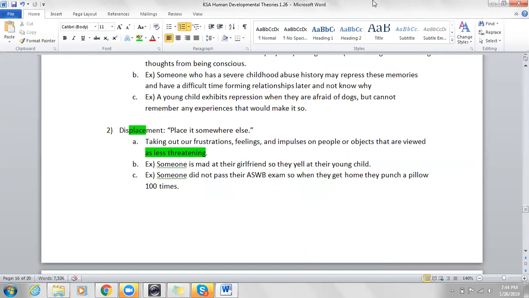Displacement is you're placing your emotions and expressing them. Projection is not expressing them. It's basically simply putting them onto somebody else, or projecting them onto somebody else. Does that make more sense? I can give more examples if I need to.